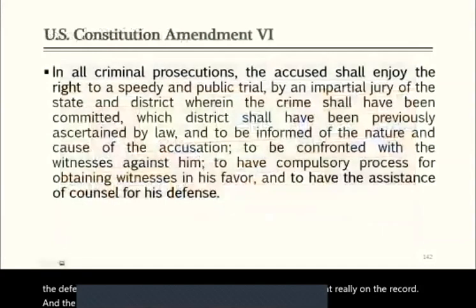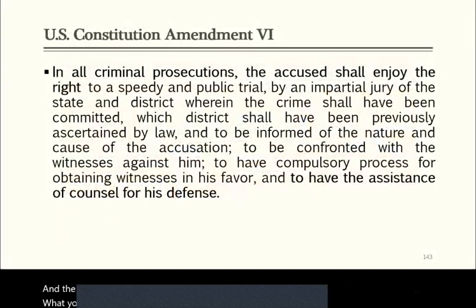So what you did see towards the end of that clip was the scheduling of the initial appearance and discussion as to whether the defendant would qualify for a public defender or whether his family would have to hire one separately. So that invokes the constitutional Amendment number 6.